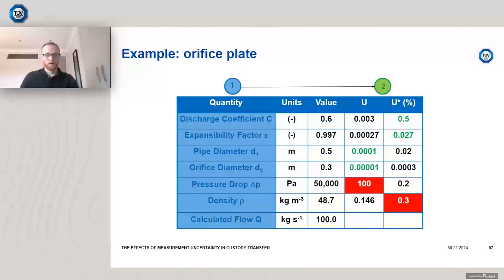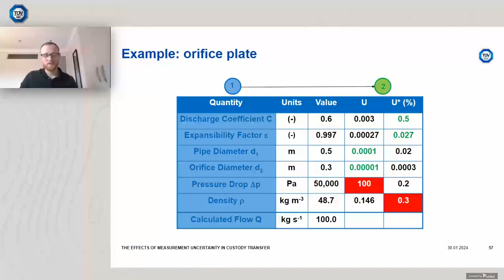So now we've identified all our parameters that feed into our uncertainty budget. In this case, we're looking at our calculation. We know all of these parameters that are used to calculate the mass flow rate. They may have an uncertainty associated with them. We've identified them, we know what the value is, and now we need to define what the uncertainty value is. If we look at discharge coefficient and expansibility factor, the uncertainty may be stated as a percentage. Pipe diameter and orifice diameter are stated as an absolute value in this case.